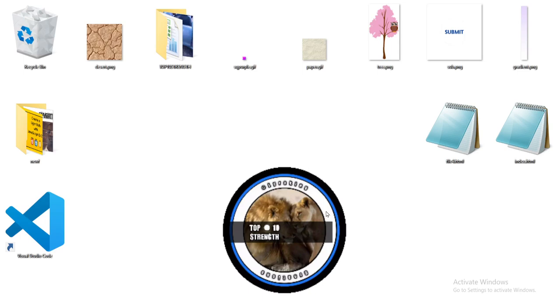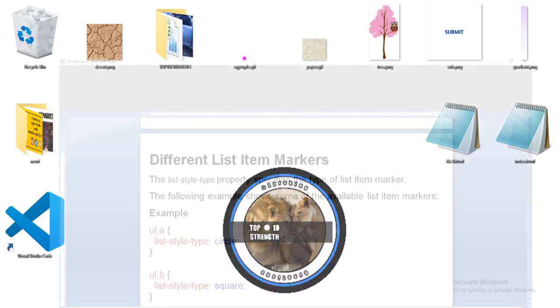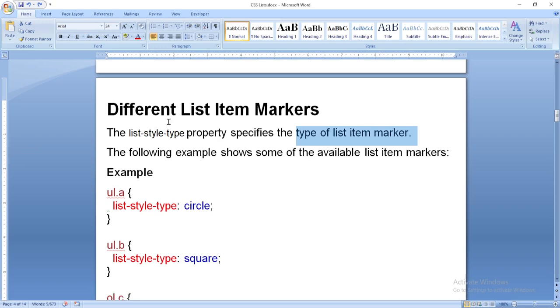Welcome back everyone. Quickly, let's continue our discussion on CSS lists, and right now we'll be discussing different list item markers. The list-style-type property specifies the type of list item markers. The following example shows some of the available list item markers that we can use in our document.